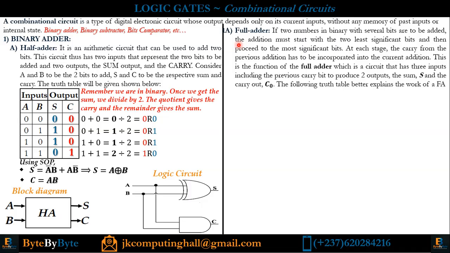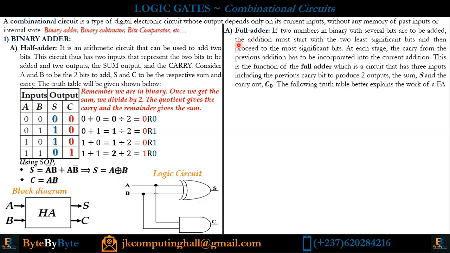Remember when you were adding numbers having more than one digit, we were placing them under unit, tens, hundred, and it's the same thing we are saying here, that when we are adding numbers with many bits, we always start with the two least significant bits, that is the unit part, and then proceed to the most significant bit. At each stage, the carry from the previous addition has to be incorporated into the current addition. This is the function of the full adder.